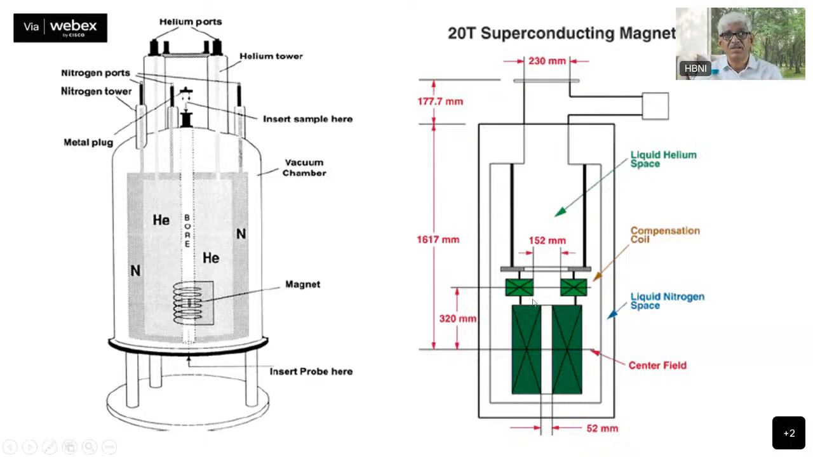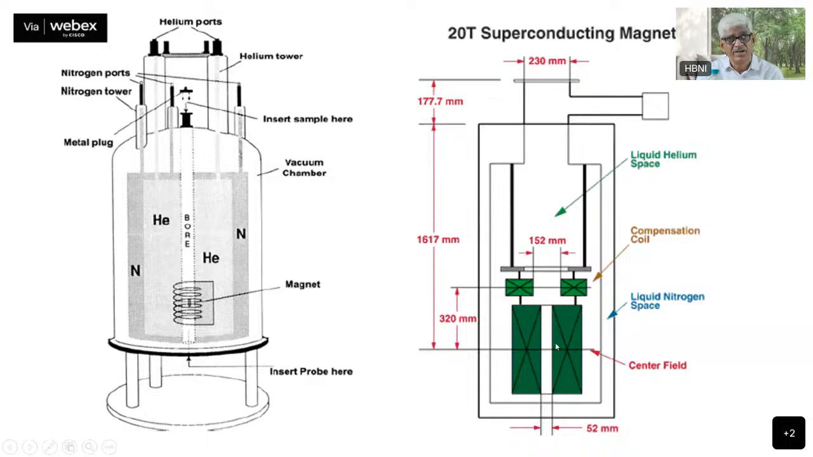So this shows the interior of that one a little bit more. So you have this 52 millimeter bore here. This is where your sample sits. This is at room temperature. Okay, and surrounded by these coils, the center field. These are superconducting coils there. And then of course, the dimensions are given here. There is the liquid nitrogen here. Then there is the compensation coil. There are various shim coils around there.